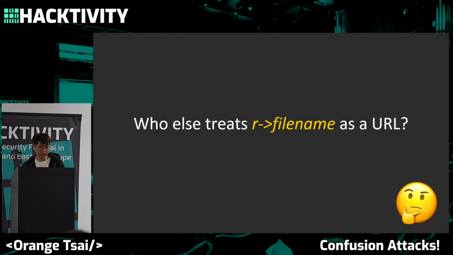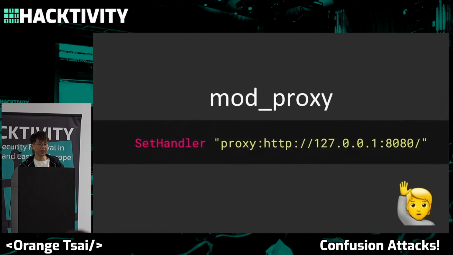And let me introduce the next primitive. Which module also considers the filename field as a URL? So does the proxy module. And at first glance, it seems to make sense because the purpose of the proxy is to redirect the request to another URL. So when we consider this behavior on its own, it doesn't appear to be a problem.